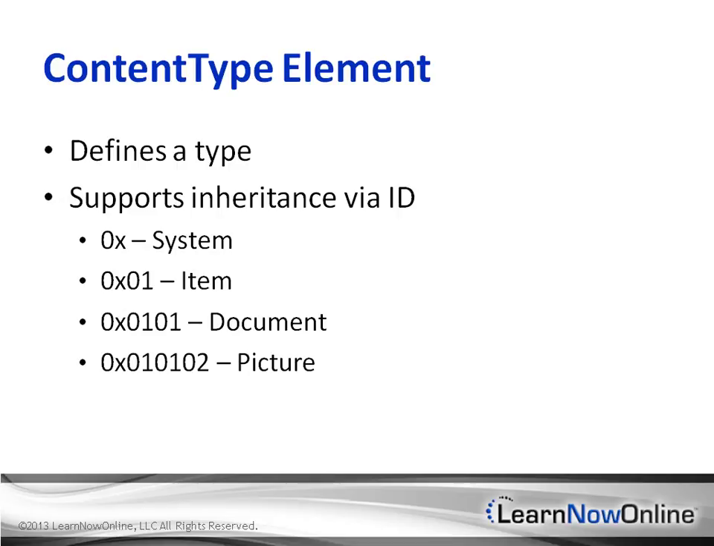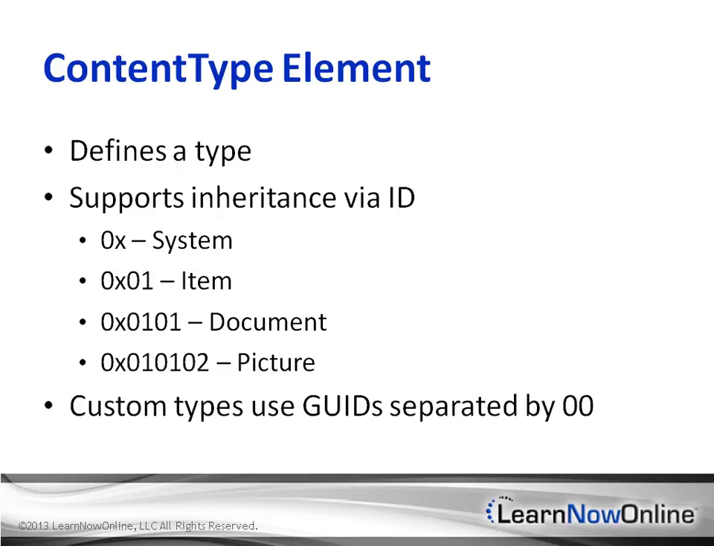If you wanted to extend, let's say for example you have a custom document, the way you would extend it would be to put in 0x0101 for document, and then after that last one you would just put 00. Then using the GUID tool in Visual Studio would generate the new GUID, get rid of the curly braces, and then that would be your new ID, and that would let SharePoint know that you've created a new content type that inherits from the document content type.